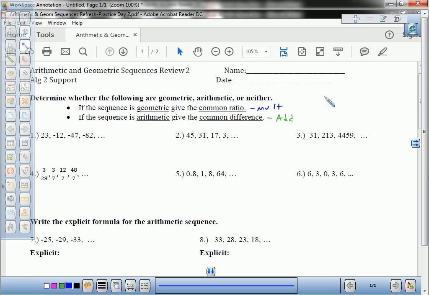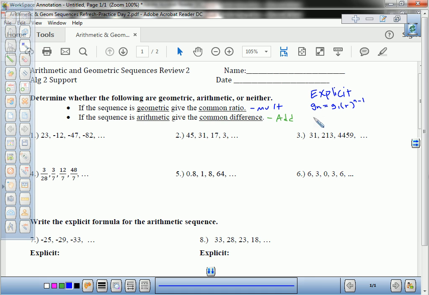Now, our two formulas that we talked about that were most helpful were the explicit ones. All right, explicit for geometric is G sub n equals G sub 1 times R to the n minus 1. That's if you're multiplying. It gives you an exponential. Repeated multiplication is written as an exponent, so that's why it looks like exponential.